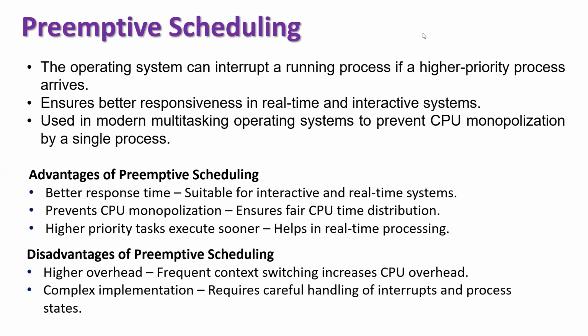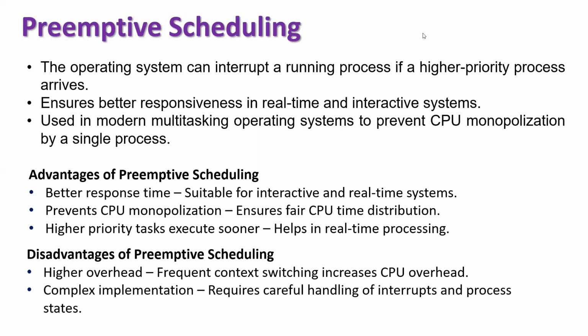Context switching occurs more frequently here, and which can introduce some overhead, definitely. From an examples perspective, in time sharing systems where multiple users are sharing the CPU, one can see this preemptive scheduling is used. Even in RTOS, real-time operating systems, where urgent tasks must be executed immediately. In such cases, this preemptive scheduling is always good.